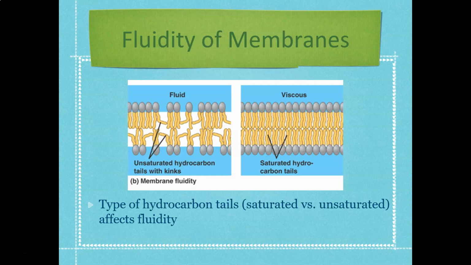So depending on how many saturated versus unsaturated fatty acid tails you have also plays a role in how fluid the membrane is. The more unsaturated, the more fluid it is. The more saturated it is, the more viscous or thick, the less it's going to move around.